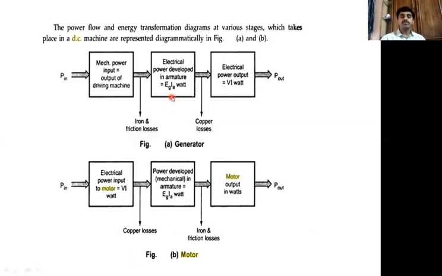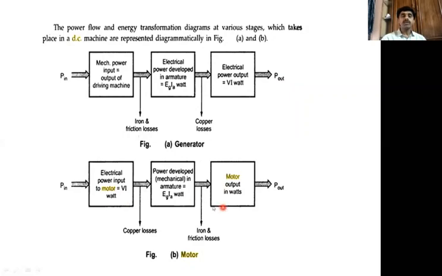We have already observed that for a generator the input is mechanical, where the power input is equal to the output of the driving machine. There is an electrical power developed in the armature, Eg into Ia. Here there is an iron and friction loss. This electrical power developed is converted into electrical power output, and here there is a copper loss. So the output is electrical output.